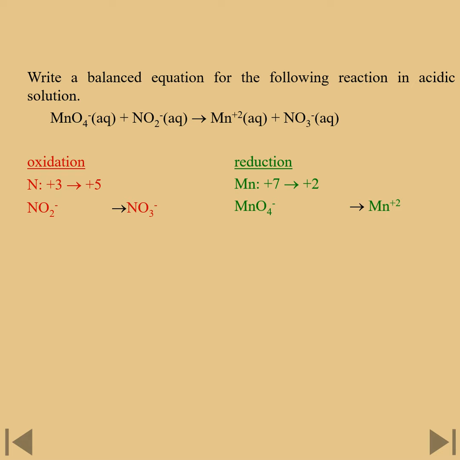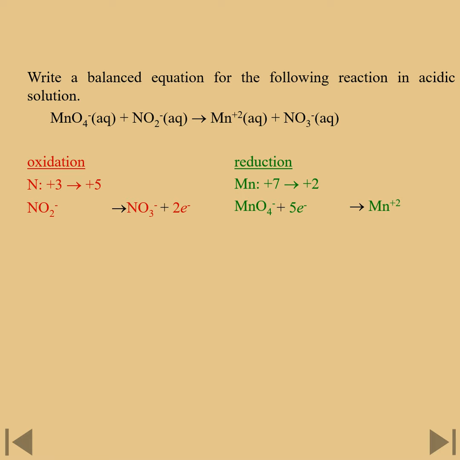And now step 2A, balance the element being oxidized or reduced. One nitrogen on the left, one on the right. One manganese on the left and one on the right, so those two are done for step 2A. Step 2B, we're adding electrons to balance the oxidation number, and the nitrogen went from plus 3 to plus 5, meaning it lost 2 electrons, so 2 electrons show up on the right. And for manganese to go from plus 7 to plus 2, it gained 5 electrons, so 5 electrons show up on the left.